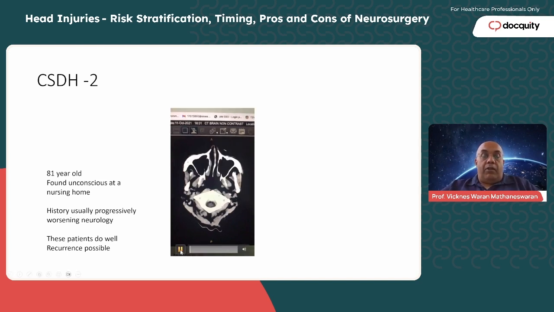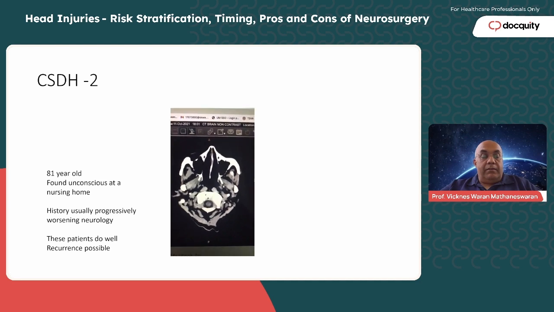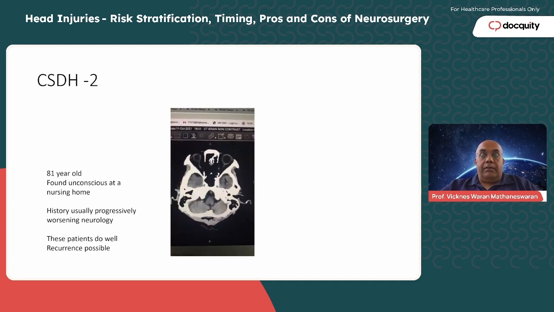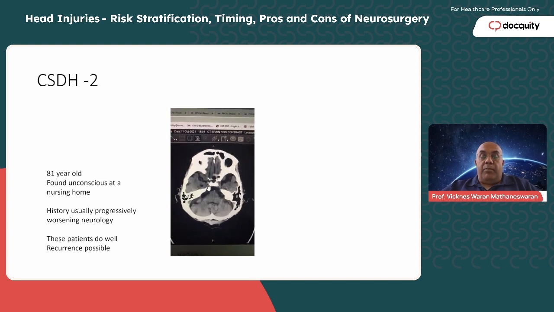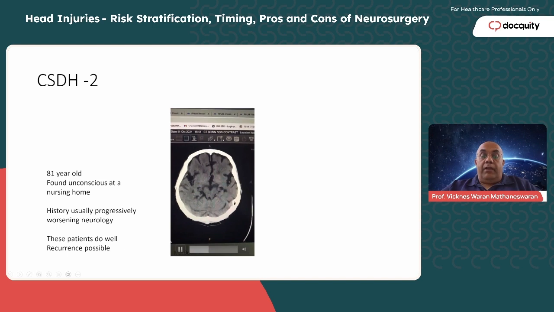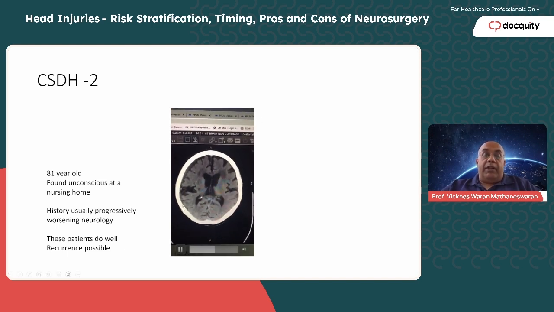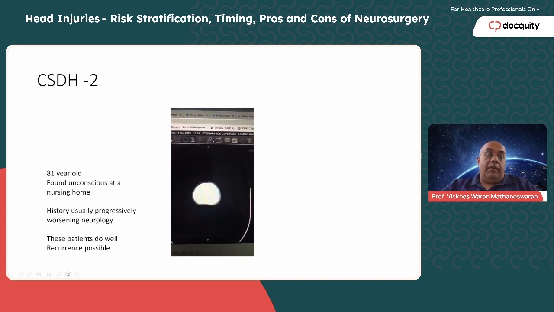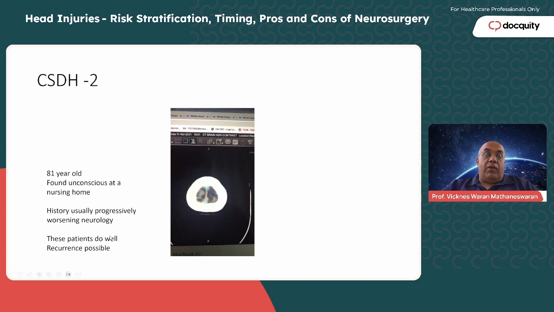This is another chronic subdural, I think. So you can see the brain has got a lot of atrophy. Okay, so there's a lot of space. And you can see the subdural here. Oh, that's the same. No, it's a different patient. You can see a thin subdural here. Okay, so usually progressive worsening neurology.